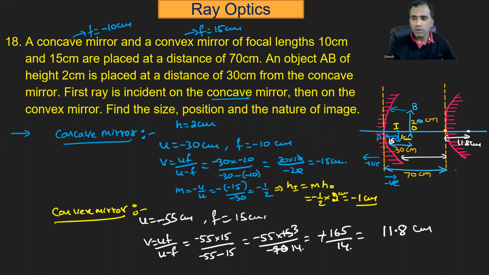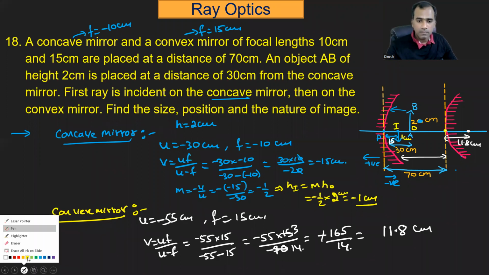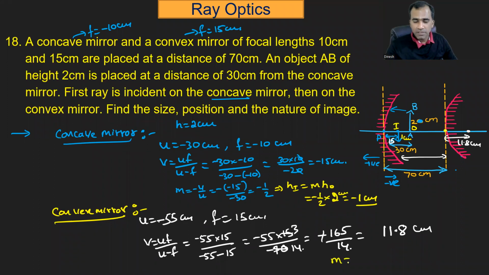So how is it going to look like? Can you tell me how it is going to look if you plot it? So you can calculate other things also. Magnification factor is equal to minus V by U, minus 11.8 or 165 by 14, divided by minus 55. Minus will go. So 55 ones, 55 threes, plus 3 by 14. It is diminished. Positive sign means it is on the same side. So this is the image of the first mirror. This acts as object for this one. So for this one, image will be smaller than that, but it is erect.